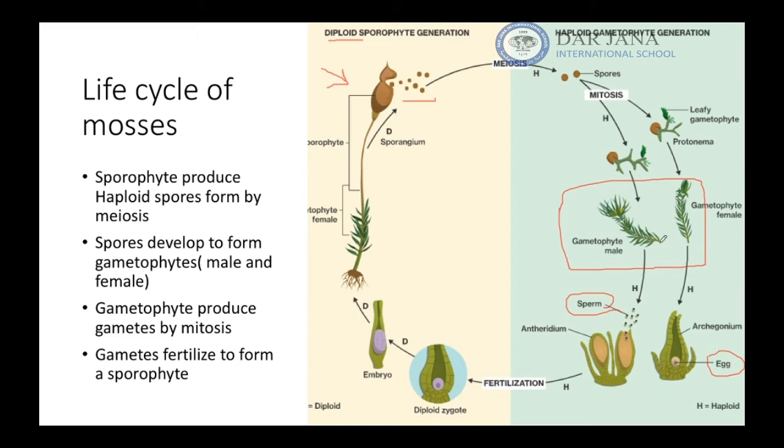Gametophyte plants produce gametes by mitosis, and then these gametes fertilize. The sperm, as we discussed earlier, has a flagella, it swims to the egg, and then fertilization happens, and the zygote is going to develop into a new sporophyte plant.